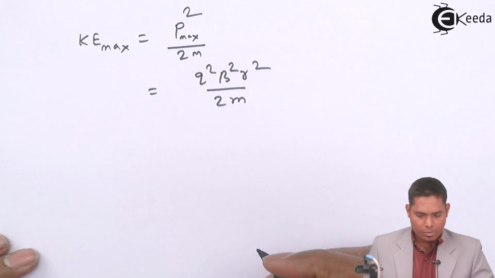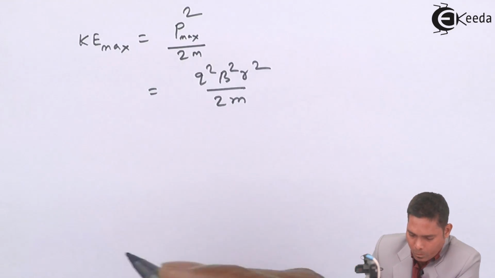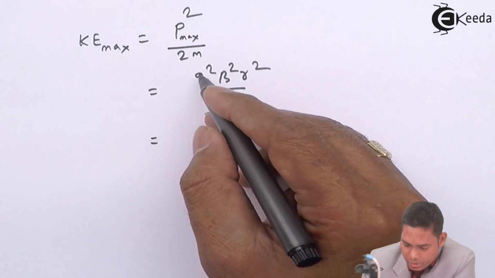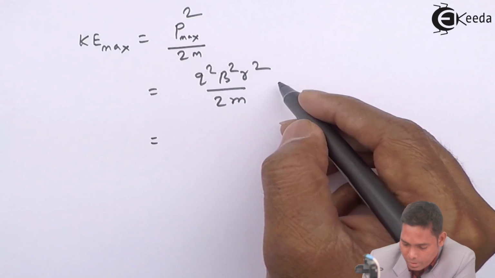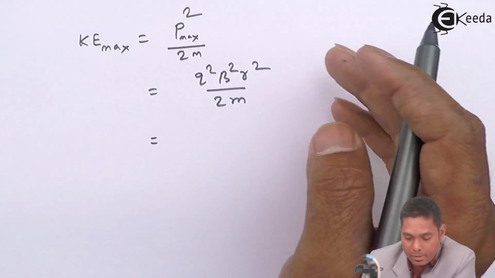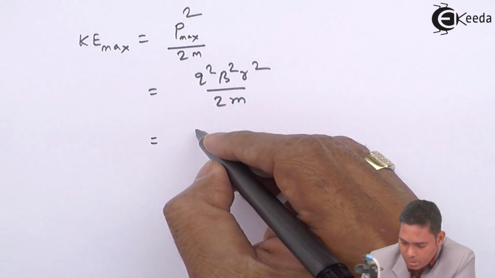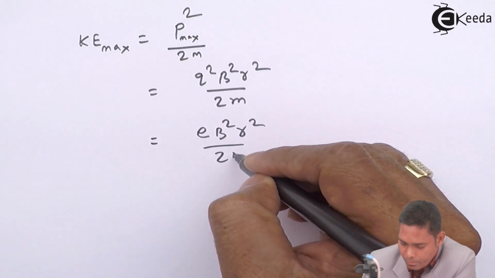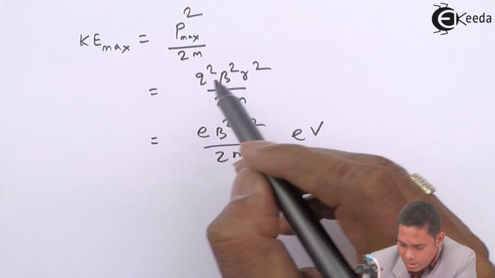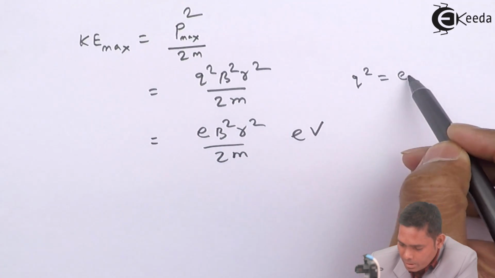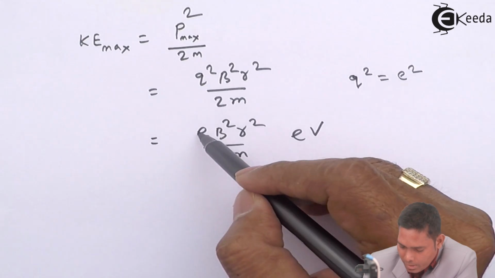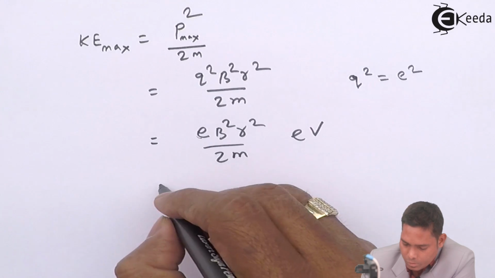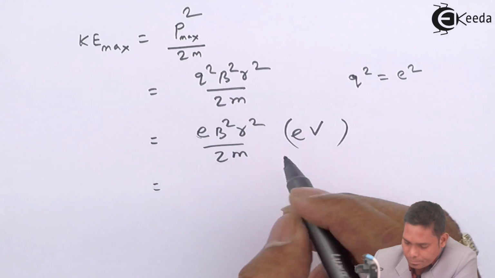Okay, now if I solve this, this is actually the electron, so one electron I keep outside, and then it will be in electron volt. So this will be e B square r square by 2m electron volt. You can see here q square is nothing but e square, and I have just kept one e outside, the other e is here and becomes electron volt. So therefore this is the unit.